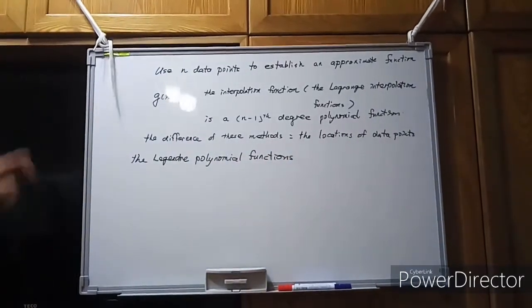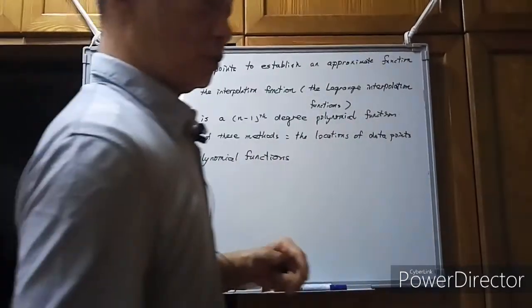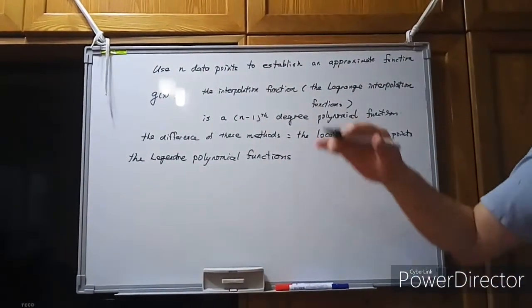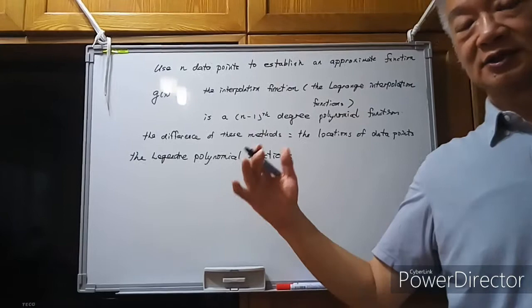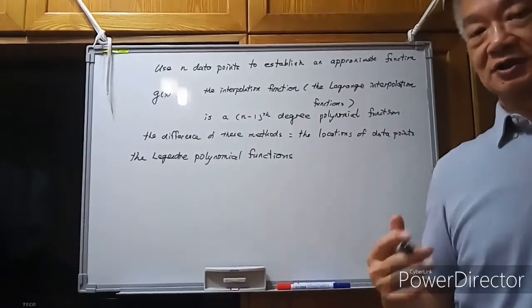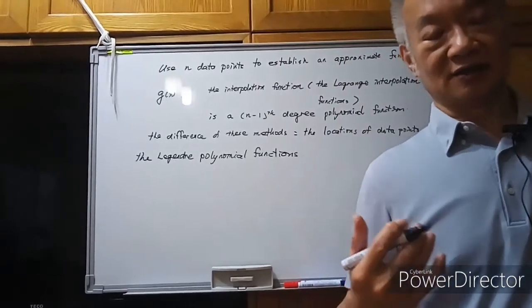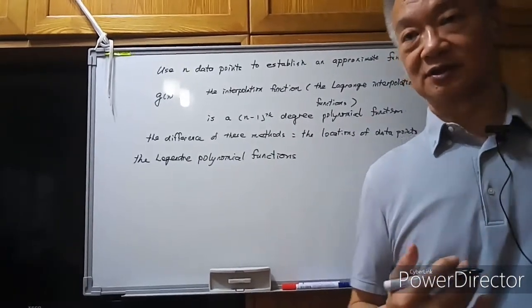Okay, first you need to understand what the Legendre polynomial functions are. Then you can understand why the Gaussian quadrature method can use the same number of data points, but with this method you can get better results.